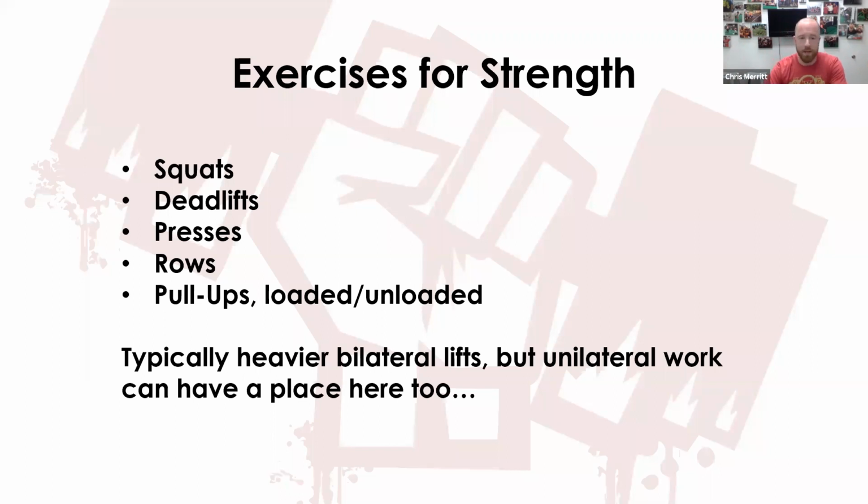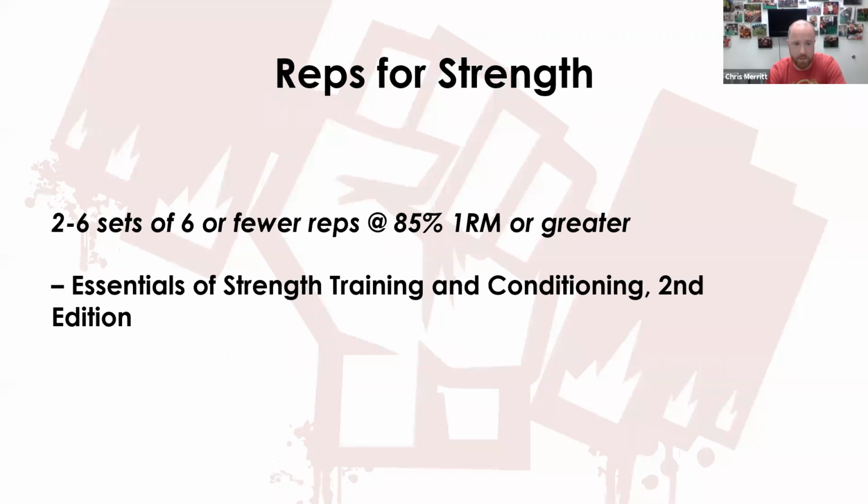So, but exercises for strength, right? Squats, deadlifts, presses, rows, pull-ups, loaded, unloaded. There could be unilateral work after all that, but more often than not, this is where we're going to load up bilaterally. NSCA: 2 to 6 sets of 6 or fewer reps at 85% of 1 rep max or greater.